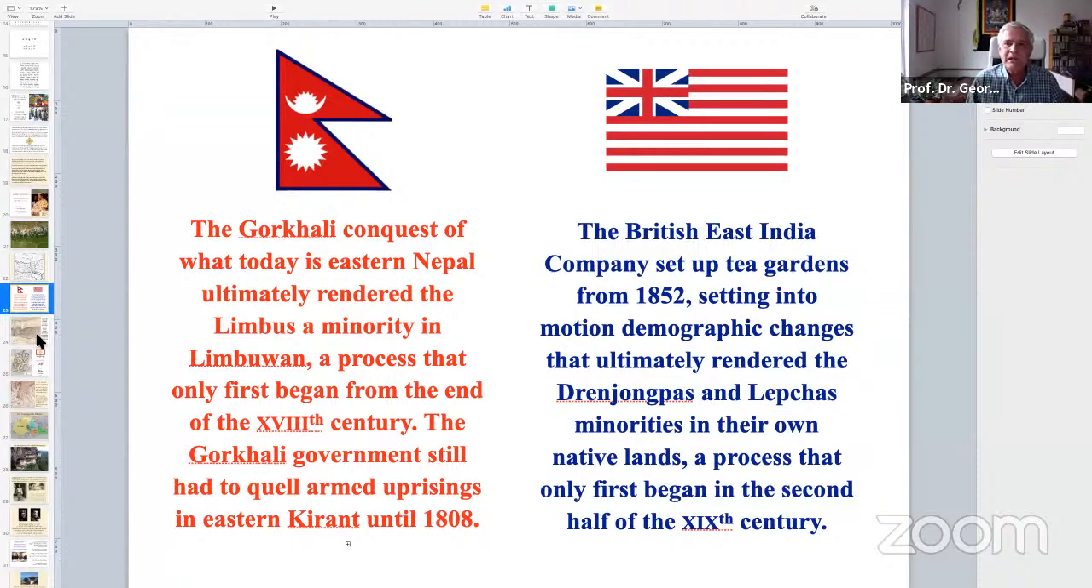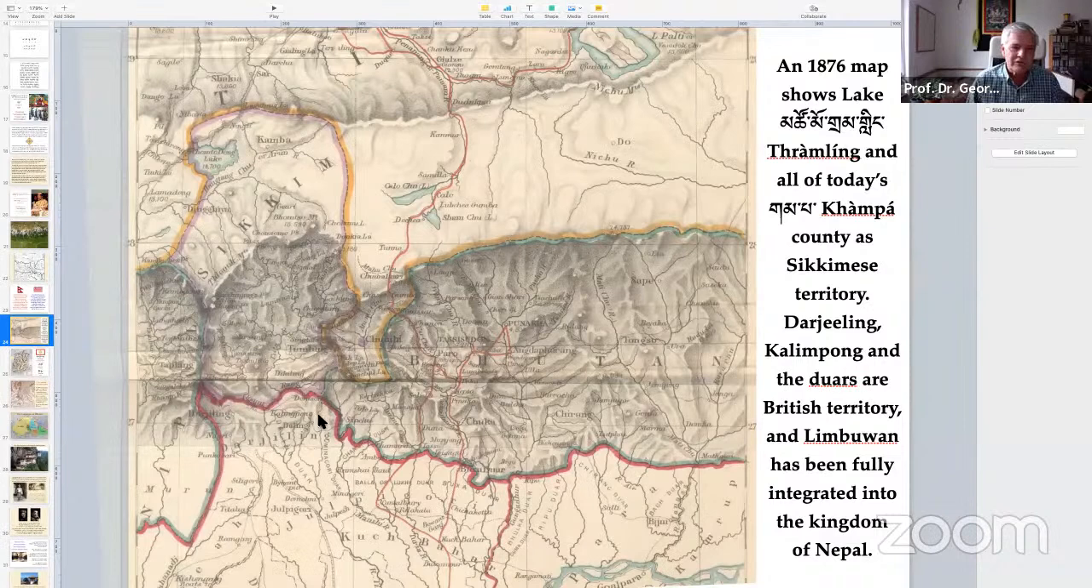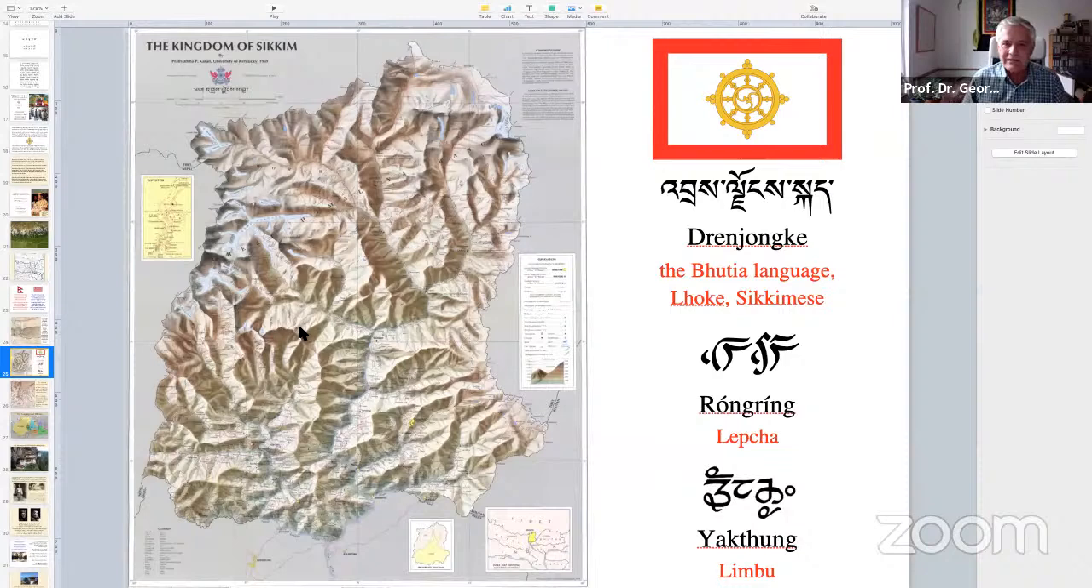So once this area was taken, you see that the British took Darjeeling and Kalimpong from the Bhutanese, and they called it British Bhutan. The Gorkhalis had taken the area that is Nepal, but the areas north of what is present-day Sikkim were still under Sikkimese control up to Tumling, the Lake Tumling. Later, of course, this is what was left of the Kingdom of Sikkim as it was mapped in the 1960s by a university cartography team in the United States at the University of Kentucky. So it was also very much reduced to a rump state.